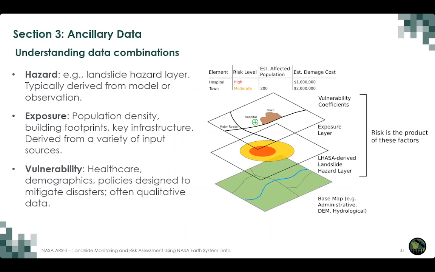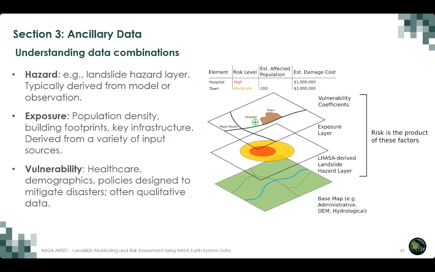To illustrate this and to think about how to combine these data sets for landslides, let's think about this as a layered model. At the hazard end, the landslide hazard layer is typically derived from a model or an observation. So we could say, we know a landslide occurred here, here's a picture of this, and here's our basic model of this. I've used here as an example a version from the Landslides team at NASA, which is the Landslide Hazard Assessment for Situational Awareness, or LHASA. We get a hazard layer from that.